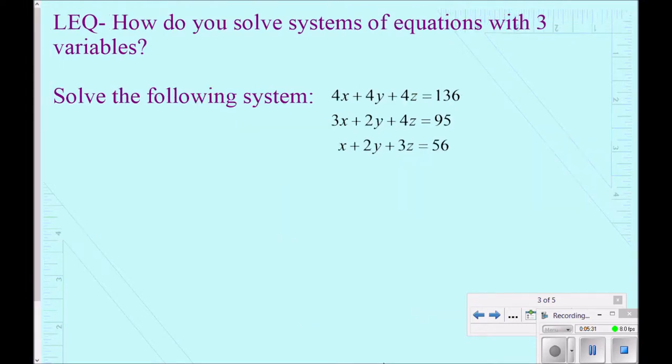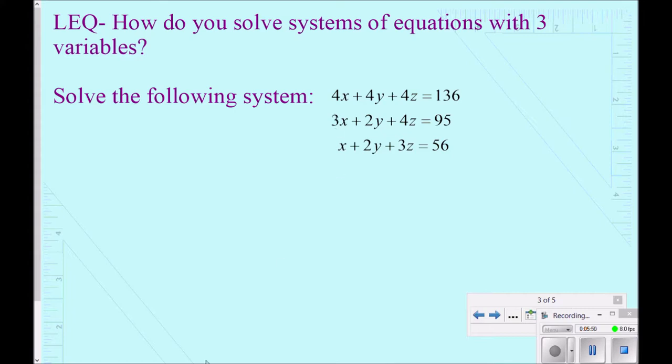Now let's try this one. This one's a little more complicated because none of the 3 equations are solved for us. So we're going to have to do a little bit more work. The first step of solving a system of 3 equations and 3 variables is to check to see if any of the equations can be simplified. And I'm noticing that the first can.